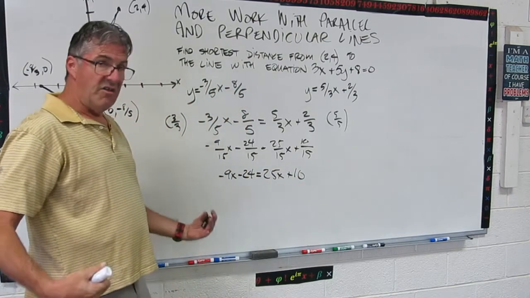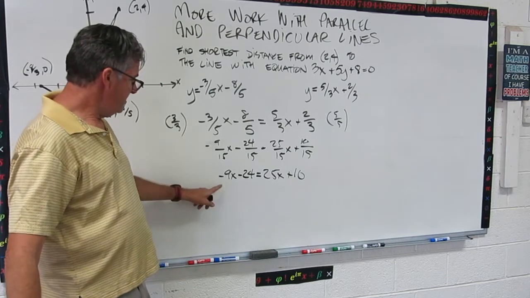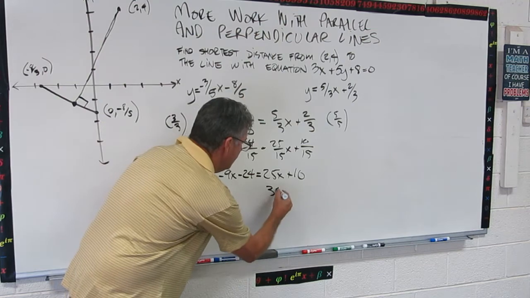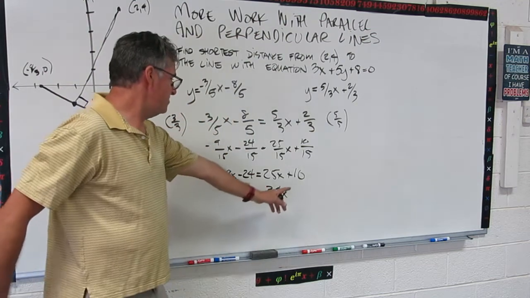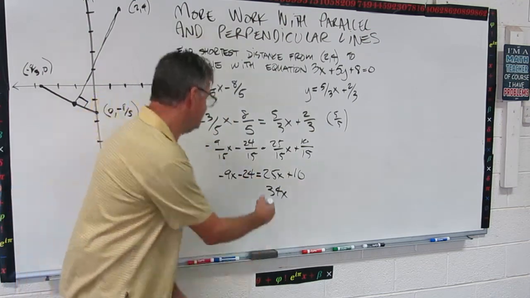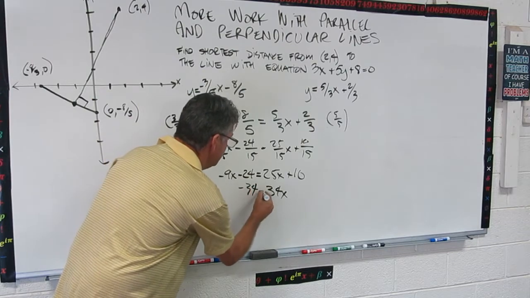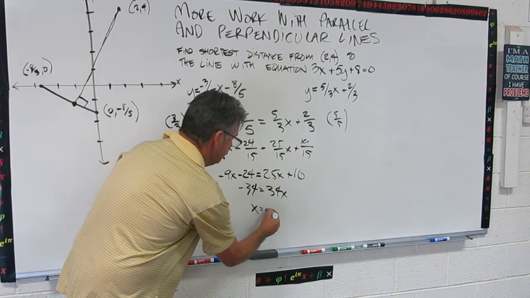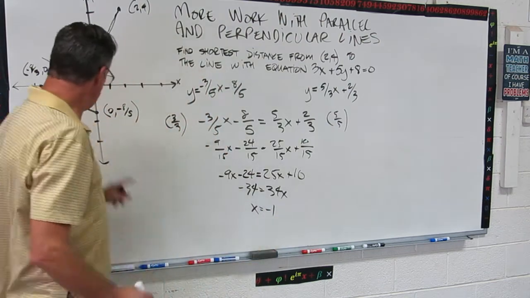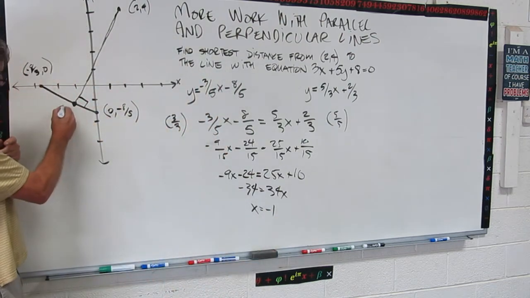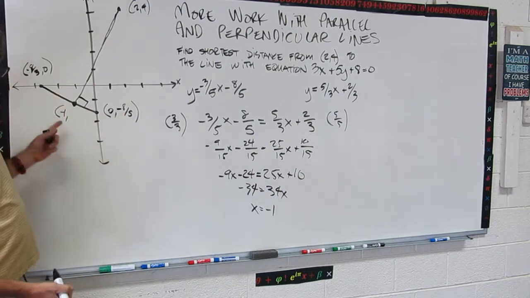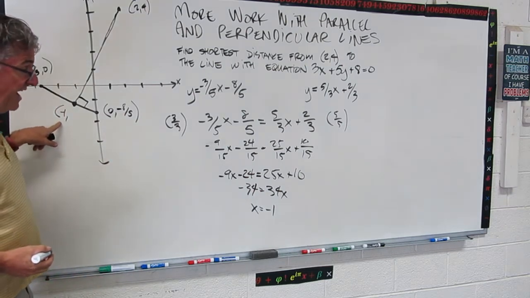Now we're going to get all the x's on one side and all the numbers on the other side. So I'm going to add 9x to both sides, and that's going to give me 34x over here. And I'm going to subtract 10 from both sides, and that's going to get me minus 34 over here. Well, that's kind of interesting. x equals negative 1. So that's the x coordinate of that point. And that kind of looks right, based on my drawing. That negative 1 is in the right ballpark.